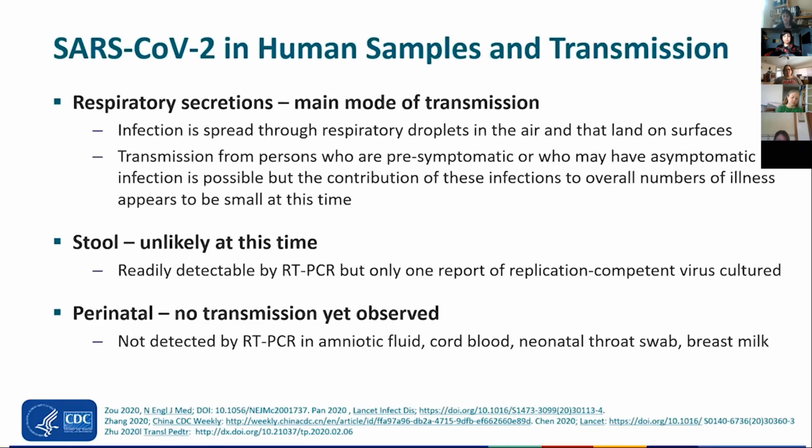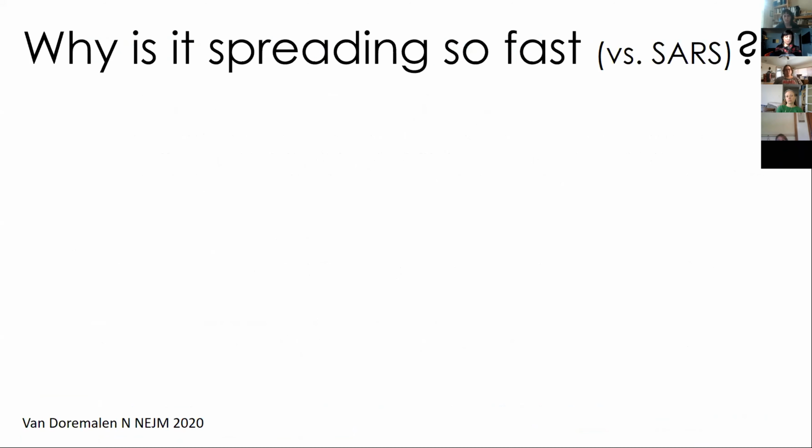I think that transmission from people who are pre-symptomatic is possible. I think that contribution of that is smaller than people who are symptomatic. And I think that all these precautions are absolutely 100% working and going to work. Even if it's cultured from stool, I don't think it's going to be spread from stool. And perinatal, we haven't seen perinatal transmission.